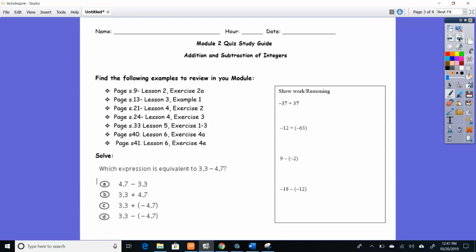Okay, so take out your study guide, and we're going to review over it. Find the following examples to review in your module. These are the examples we need to be looking at. The whole other side of this is blank, so we could be adding notes or examples. Any of the examples listed here would be great to rewrite and repractice: write the problem and try it on your own without the answer, and then check in your book to make sure that the answer was correct.